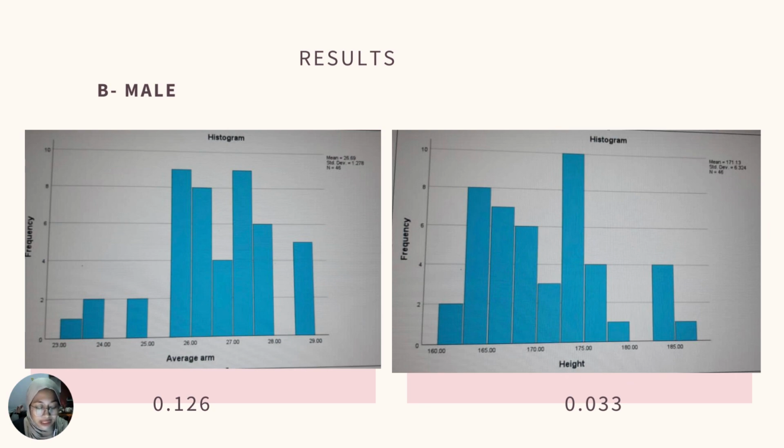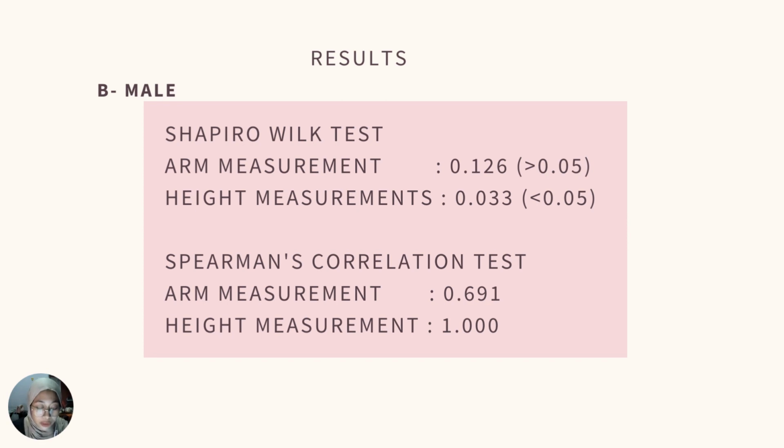Based on the Shapiro test I did, I got the value of 0.126 for arm measurements, while I got 0.033 for the height measurements. Since the value for height measurements is less than 0.05, the data significantly deviate from normal distribution. Thus, the correlation test I use is Spearman test. The result I got from Spearman test is 0.691 for arm and 1.000 for the height. From this test, I figured that my data are positively correlated with each other.